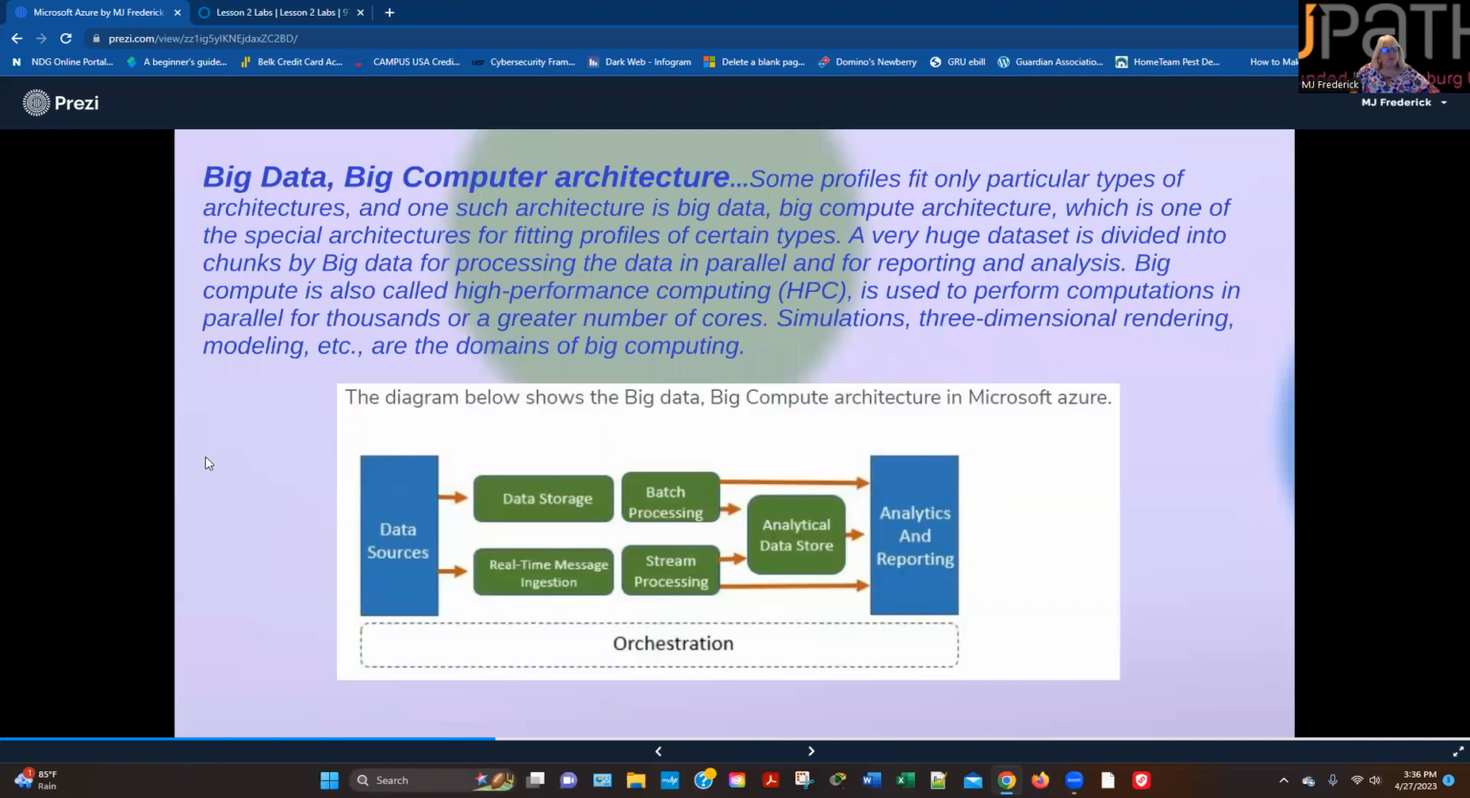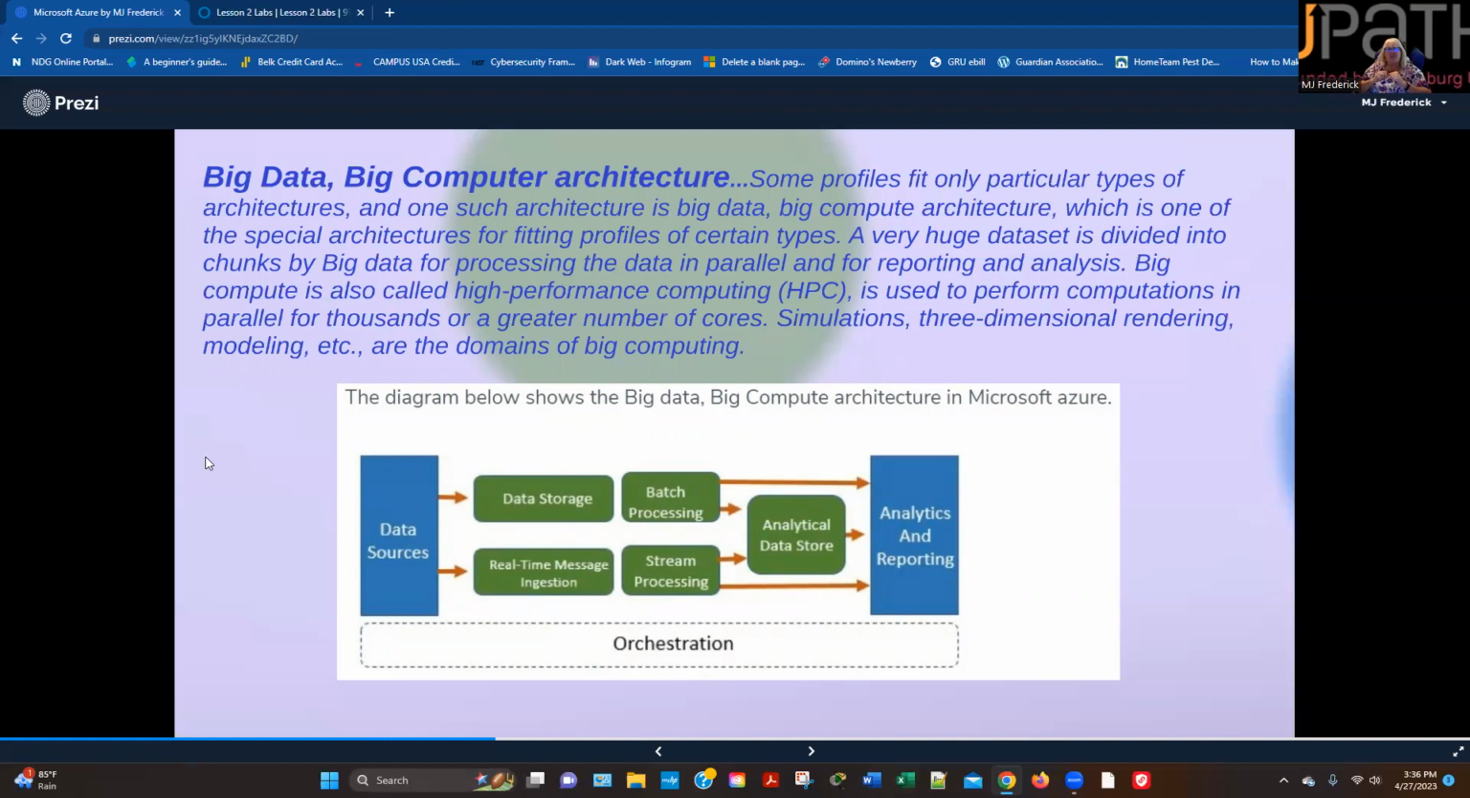There's also big data. Big data has become a very big deal over these last few years. You'll see the terms big data, or what's known as big computer architecture. I don't necessarily use it, and I hadn't when I was still at UF because big data wasn't there yet. Some profiles will fit only particular types of architectures, and this is one of them.